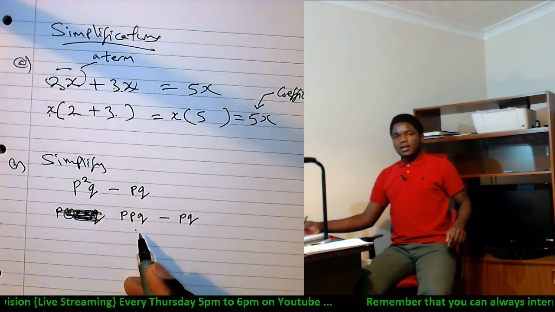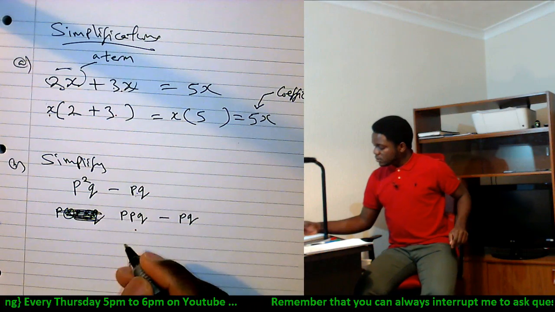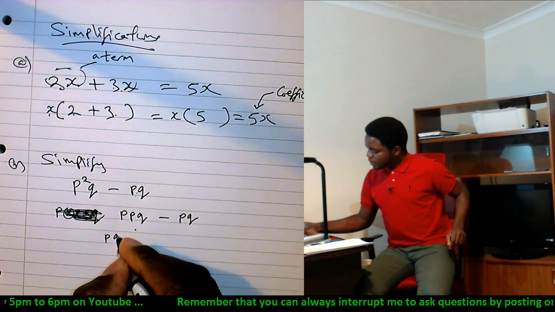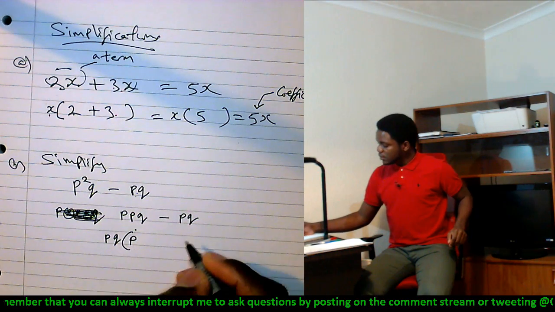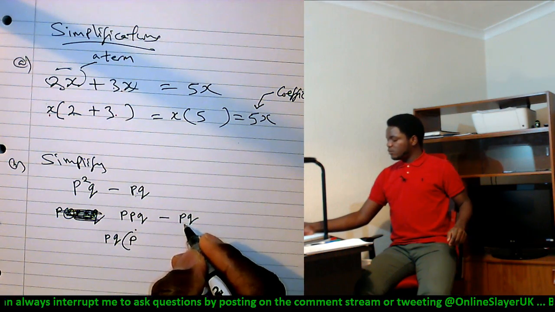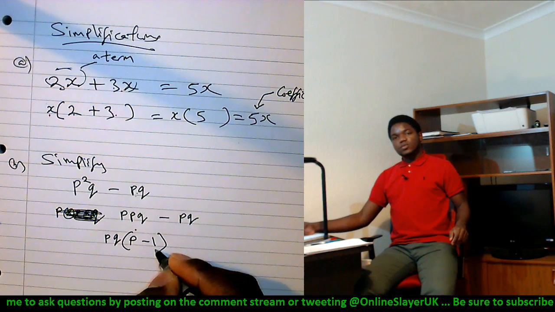So P and Q is common. So it's going to be PQ out. When you take PQ out, you're left with a P. And when you take PQ out, you're left with a -1. And do you know why it's a -1?